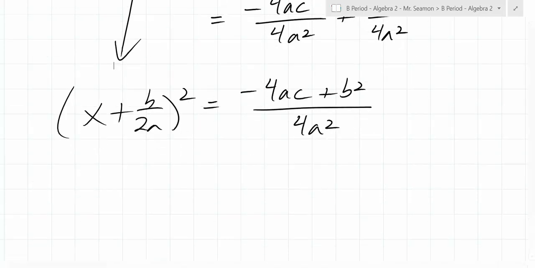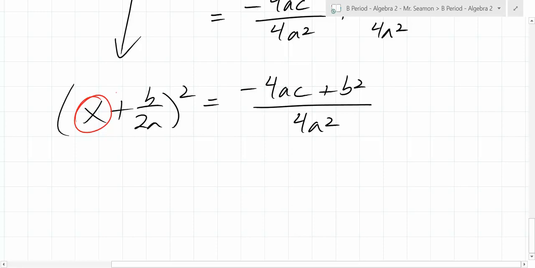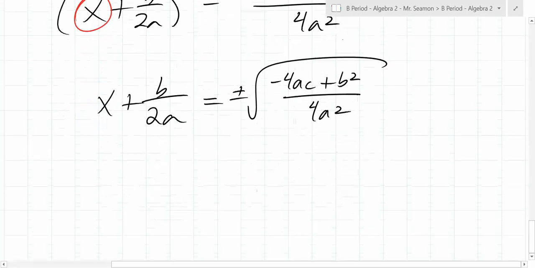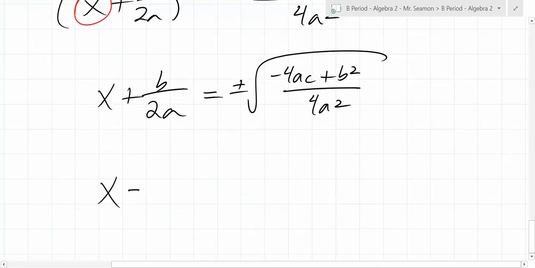What are we trying to isolate? Are we trying to isolate a, b, c, or x? X. We always solve for x, pretty much. How do we get rid of a square? Yeah, we're completing the square. We're going to square root here. So we have x plus b over 2a is equal to this plus or minus the square root of this thing, right? Okay. What do we subtract on both sides? What do we subtract?